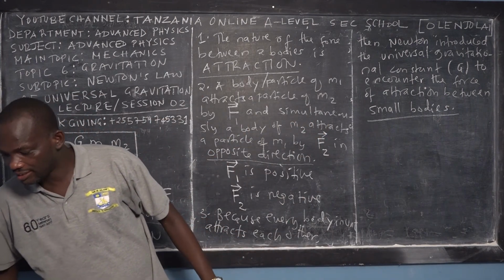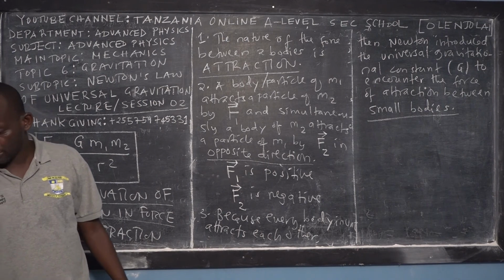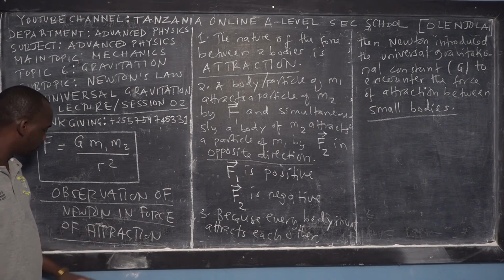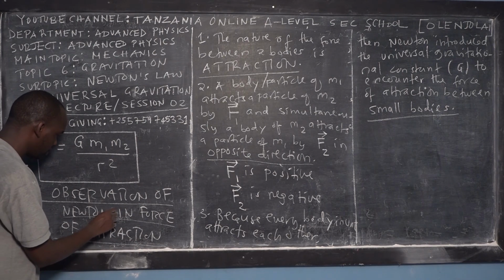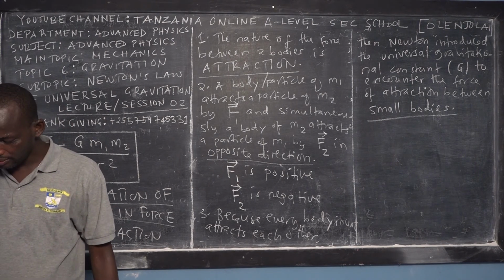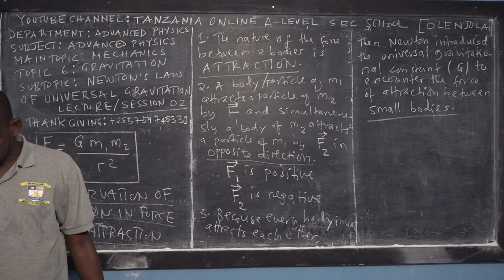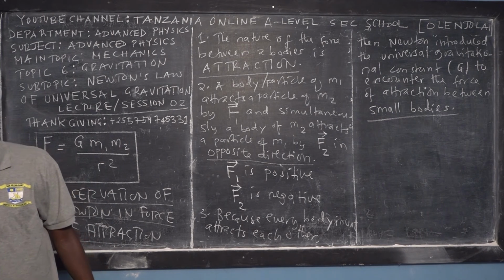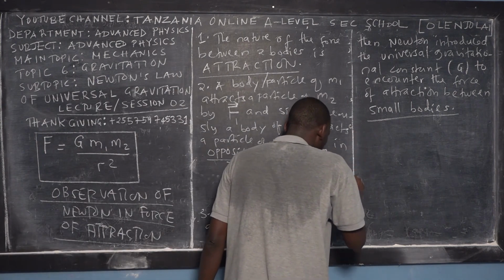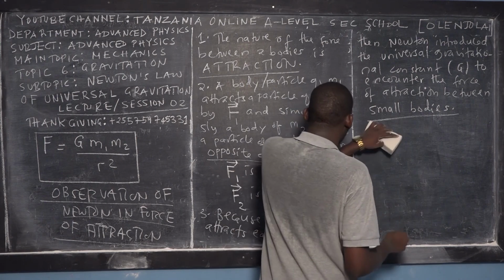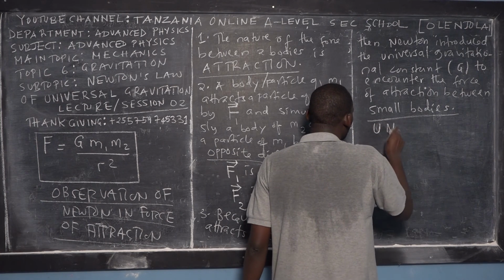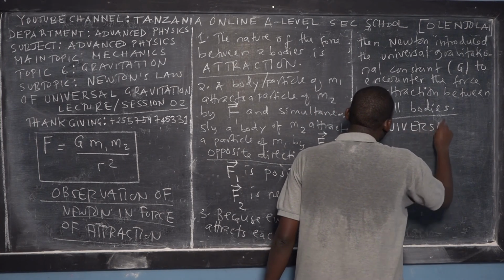So that is the third observation of Newton's law of force of attraction. Again, there you see a new terminology, and this new terminology is called the universal gravitational constant. I would like to spend a few minutes to teach you the meaning of universal.